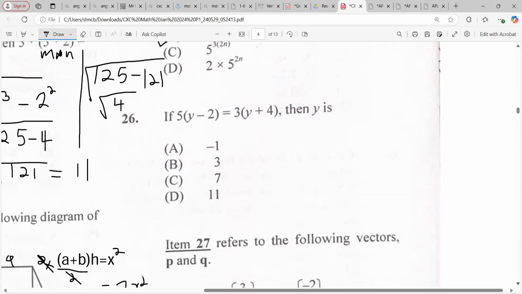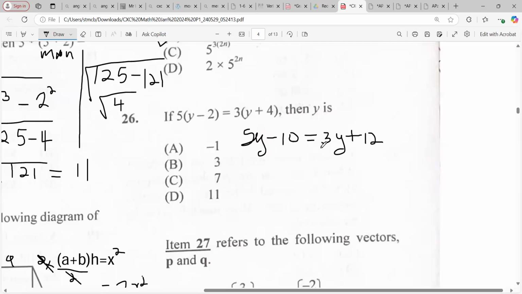If 5 bracket y minus 2 is equal to 3 bracket y plus 4, then y is, remember you have to work it out, guys. So we expand our bracket, 5 times y, that's 5y. Positive times negative, negative, so that's negative 10. And that's going to equal 3 times y, which is 3y. And of course, 3 times 4, positive 12. Remember, the bracket in math means to multiply.